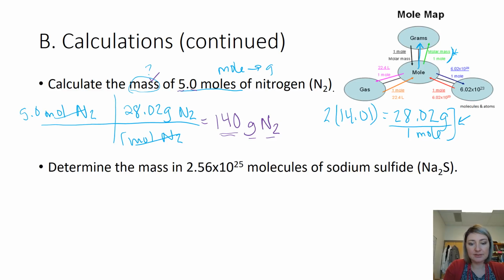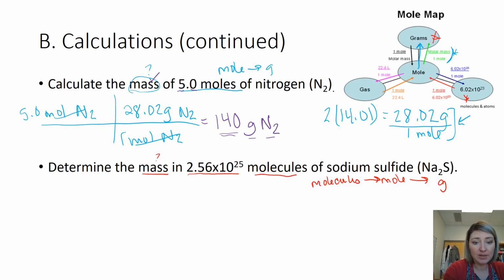All right, let's do this next problem. They want me to determine the mass, that's what I'm trying to find, in 2.56 times 10 to the 25th molecules of sodium sulfide. And they gave me that. That was kind. All right. So I am starting in molecules, and they want me to go to grams, which is mass. Well, here's molecules, and here's grams. That's not a one-step problem. I'm going to have to convert this to moles first and then to grams. So I now have a 2-step problem, but that's okay.